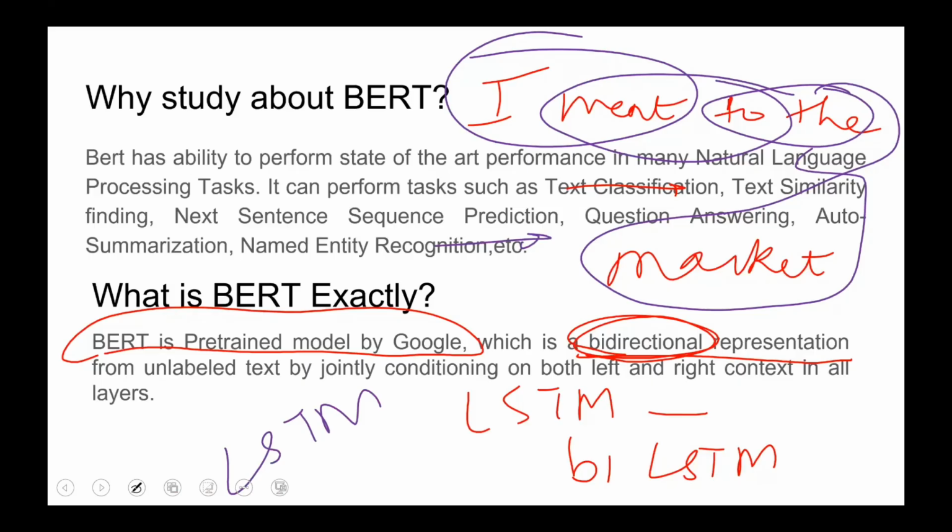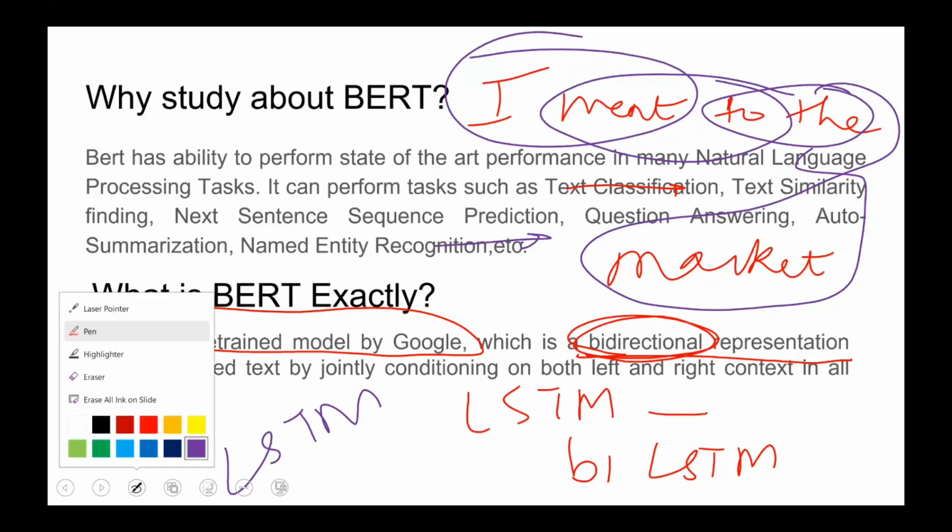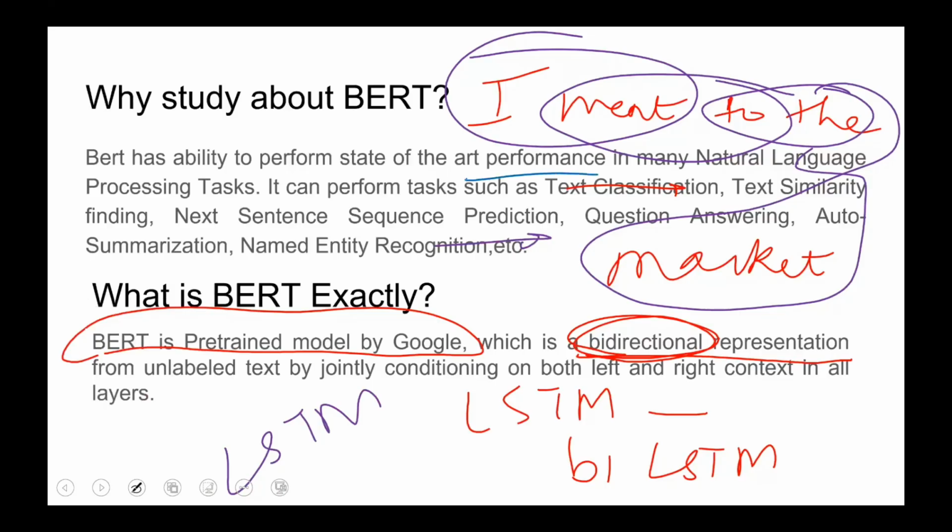But bi-LSTM said that I will not go only in the forward direction, but I'll also go in the backward direction. So there should be a relationship between I went and went I also. Went to, went to the, like this. So if I'm going towards front, then I should go towards backward also. So suppose if I'm trying to access "to", I'll also do the analysis of "I went" and "the market". "I went" is something which is before "to", and "the market" is something which is after "to".